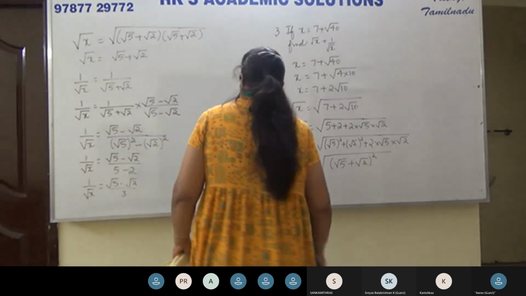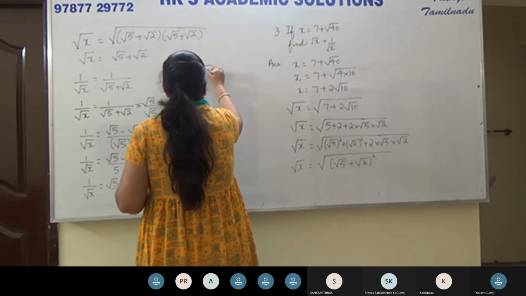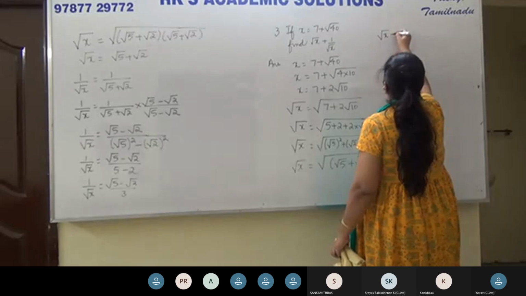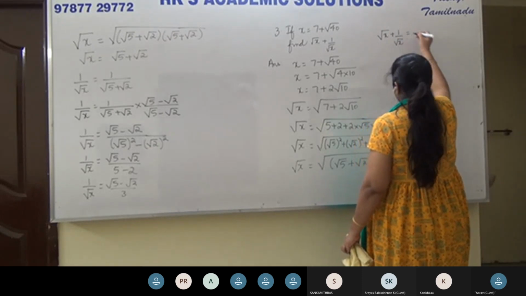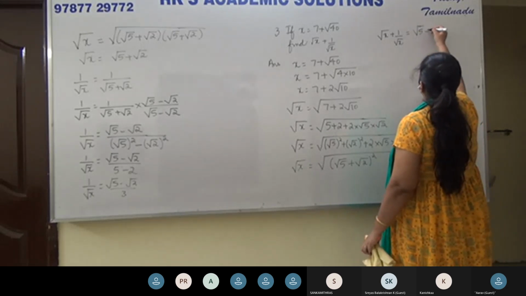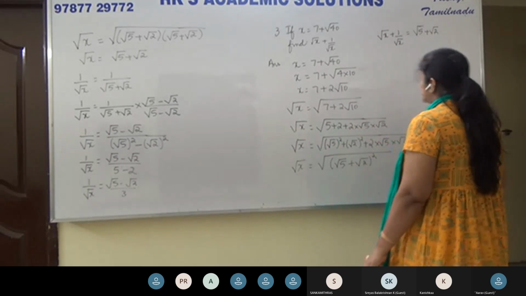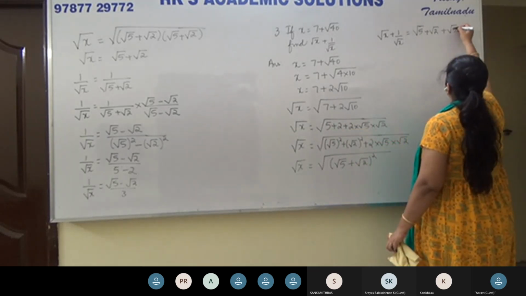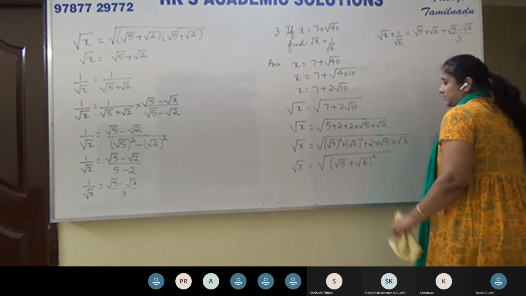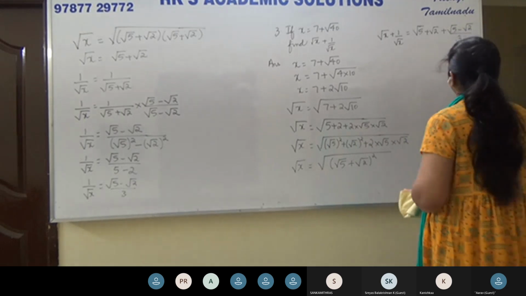Now we just have to add both. We need to find root x plus 1 by root x. What's the value of root x? Well, we get root 5 plus root 2. And what is 1 by root x? Root 5 minus root 2 by 3. So we just have to take up the common denominator and simplify this further.